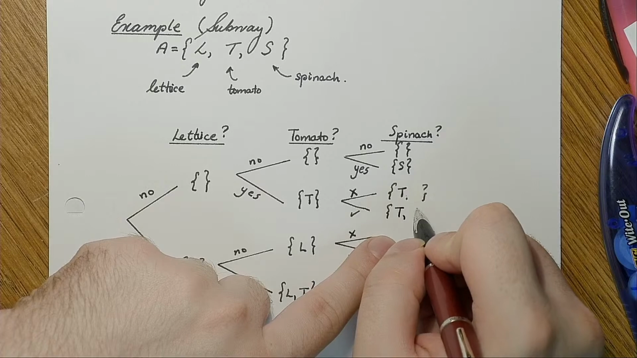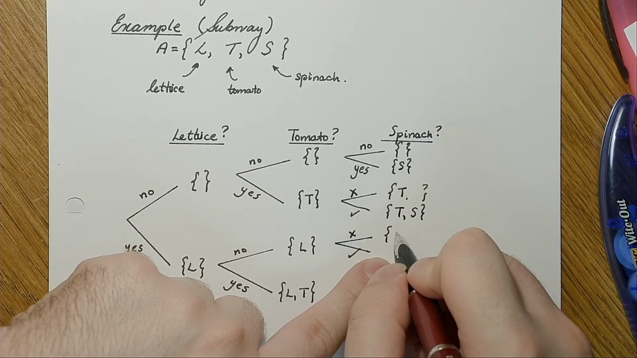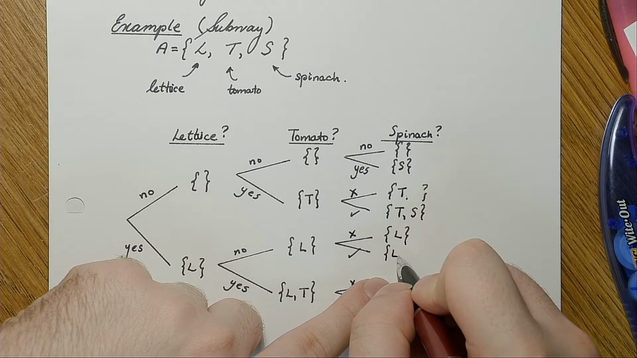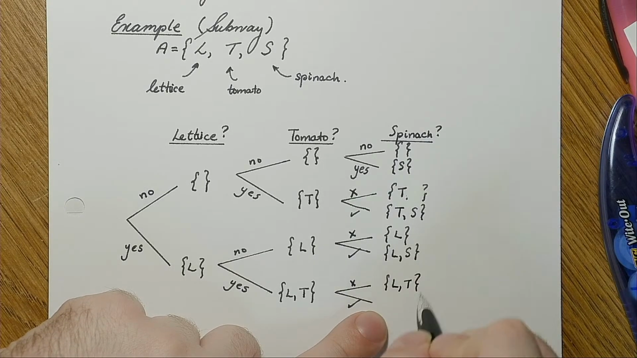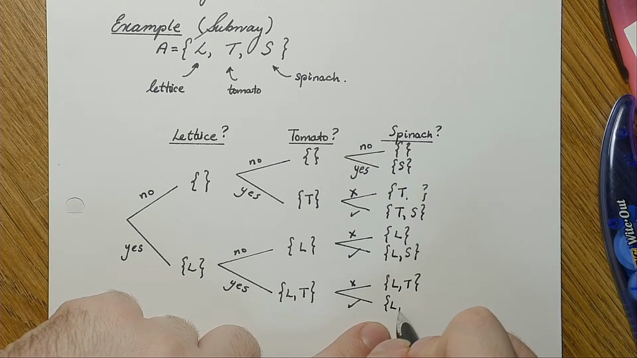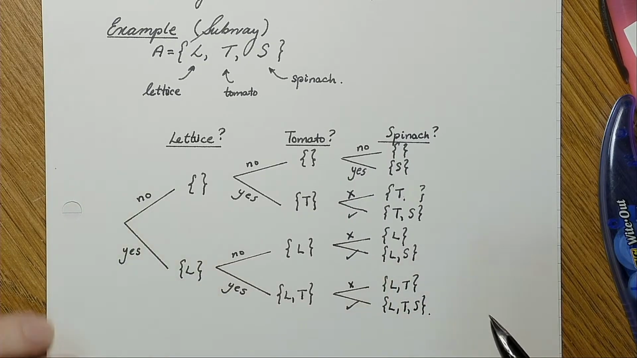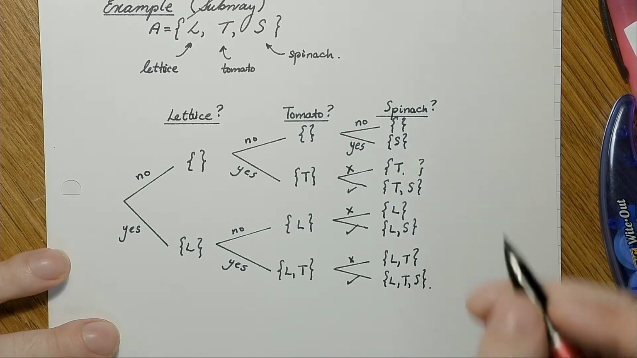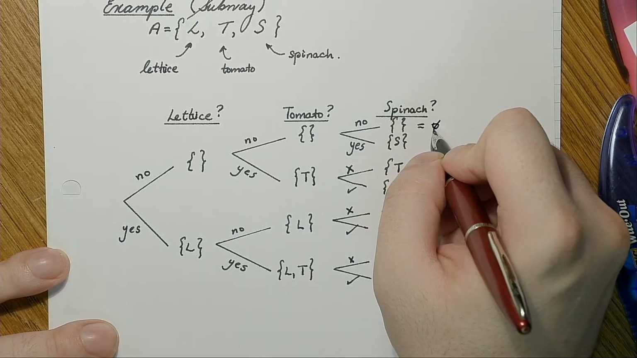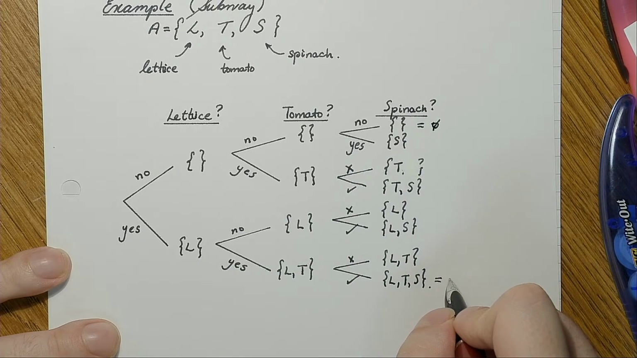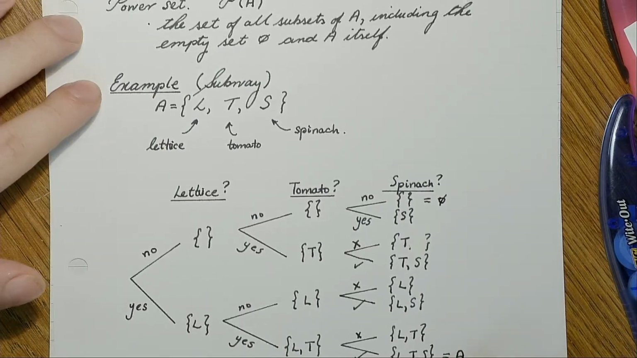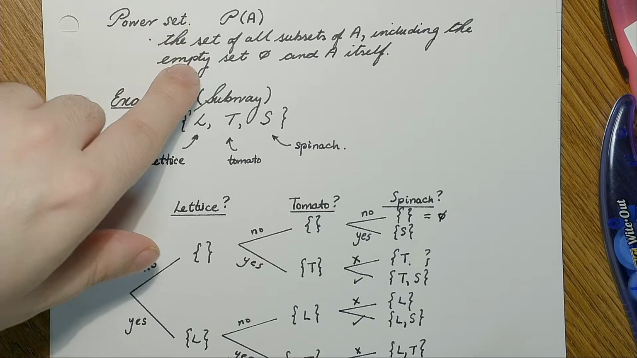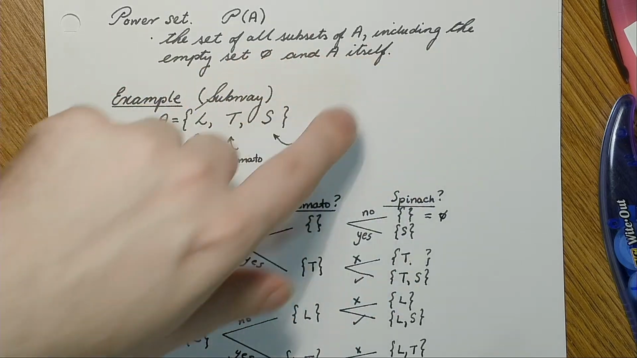But we had tomato and spinach here. No spinach, so it's just lettuce. Here is lettuce and spinach. And here is lettuce and tomato. Here is lettuce, tomato, and spinach. So again, right here is the empty set. Right here is the original set that we had, A. So the power set is the set of all the subsets of A, including the empty set and A itself.